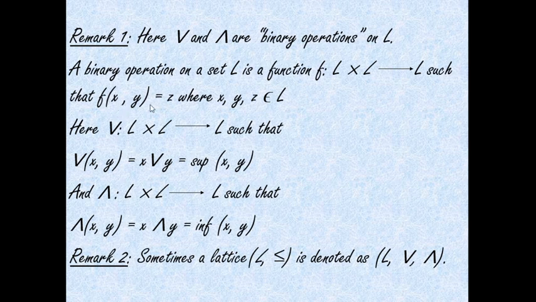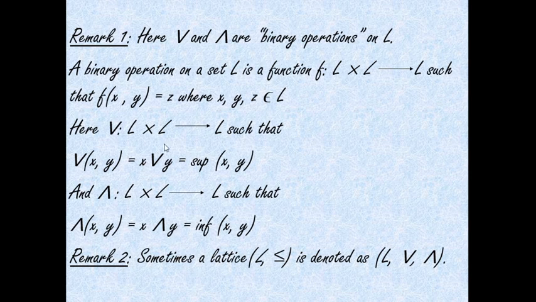So here we have the join, or the supremum, from L cross L to L, such that the join of the ordered pair (x, y) is nothing but the supremum of x and y. Similarly, the meet from L cross L to L is such that the meet, or the infimum, of (x, y) is equal to x meet y.